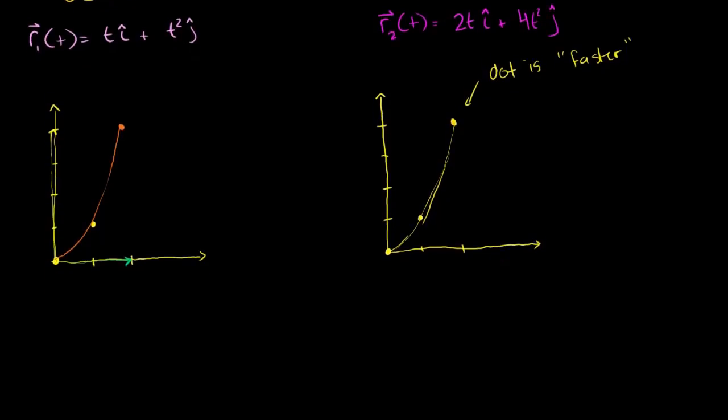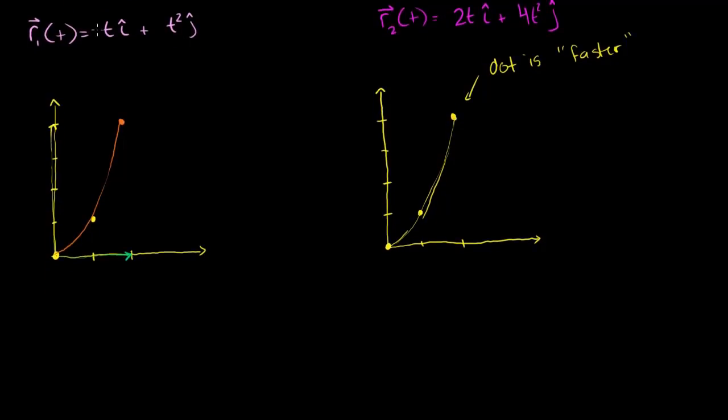Now let's look at the derivatives of both of these. So if I were to write r1 prime of t, let me do it in a different color, let me do it in a blue. The derivative is just the derivative of each of these times the unit vectors. So the derivative of t with respect to t is just 1, so it's 1 i, plus the derivative of t squared with respect to t, which is 2t, so 2t j.